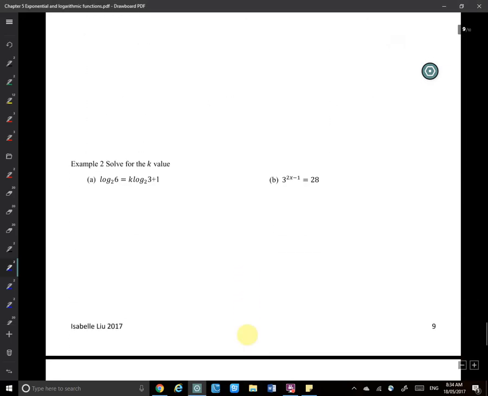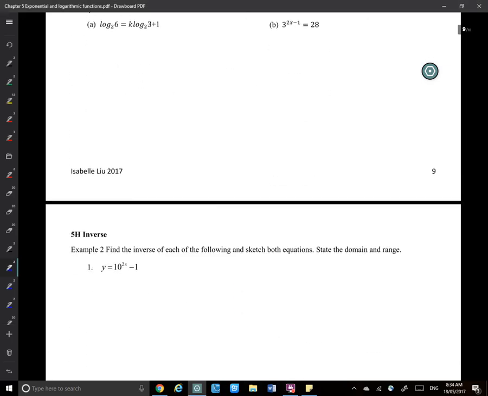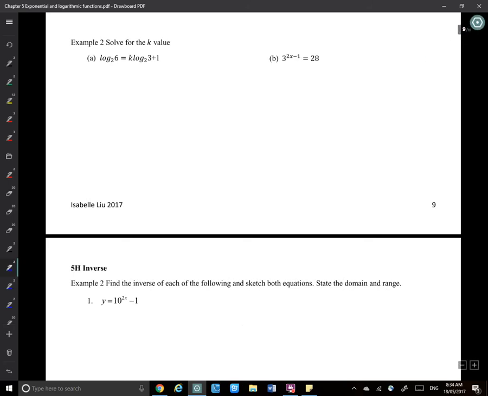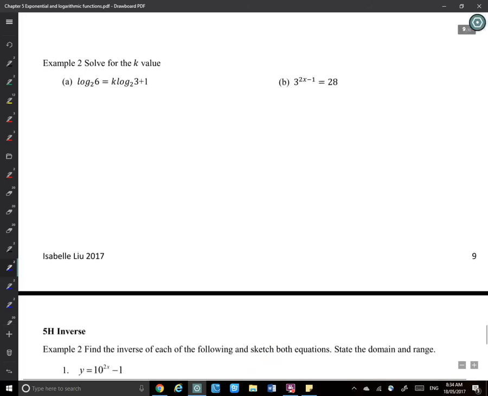Okay, have a look at page 9. We have the last two pages, page 9 and page 10. Have a look at page 9, example 2 first. Okay, let's think about how to solve equations.